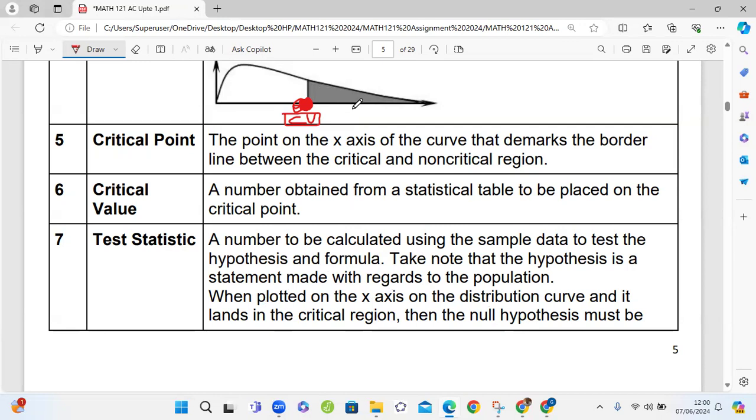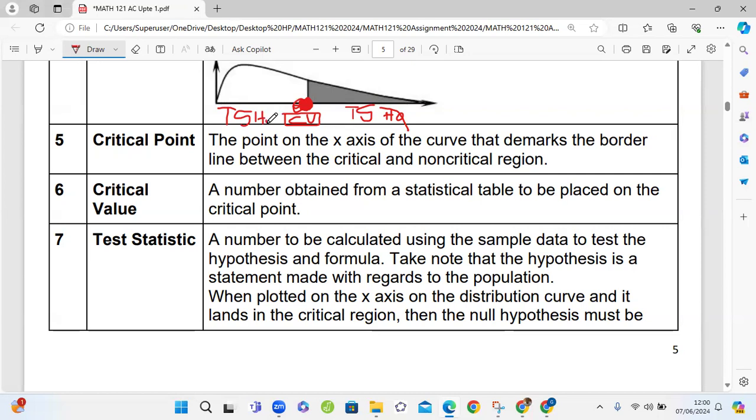So if anytime the test statistic lands in the critical region, you have to reject HO. So HO will be rejected if the test statistic lands there. The critical region is the shaded region. But if the test statistic lands in the non-rejection region, you keep the null hypothesis.